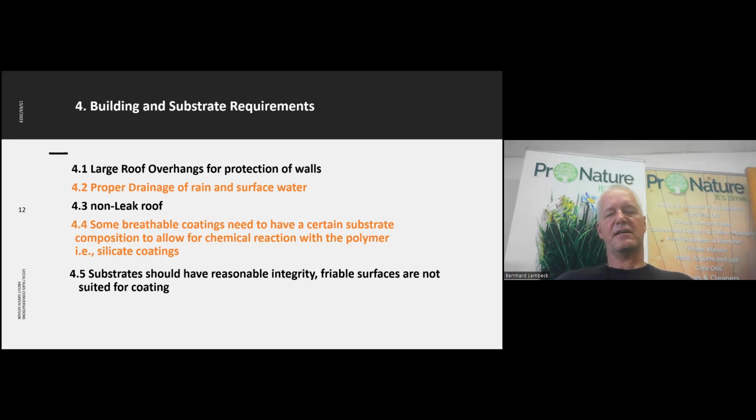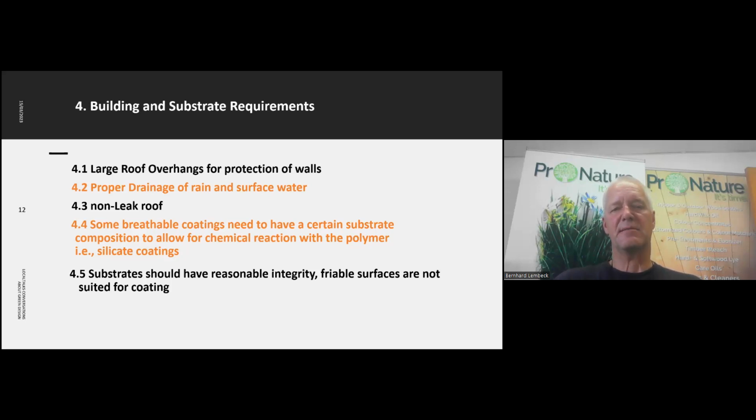Proper drainage of rain and surface water, which I could imagine in the buildings that Philip reflected upon, is also very important. A non-leaking roof. It might sound funny, but it is quite often that where a roof has a leak, that there is substantial damage within the building, because the water gets trapped direct on top of the wall and seeps right through.